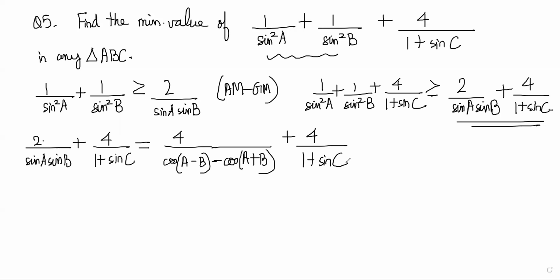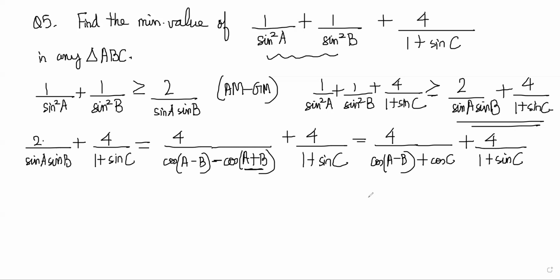Correct? Now, we can write this as 4 by cos of (A minus B) and cos of (A plus B). A plus B is equal to 180 minus C in any triangle, pi minus C, and cos of pi minus C is minus cos C. So minus of cos of (A plus B) will become plus cos C, right? By using that identity. So you get 4 by 1 plus sine C, right?